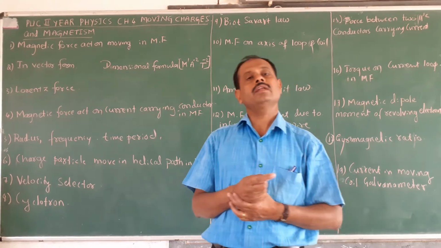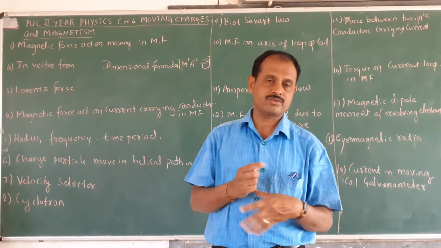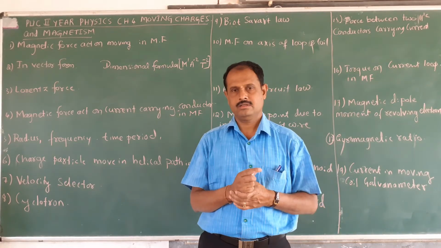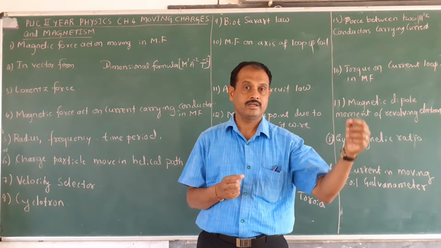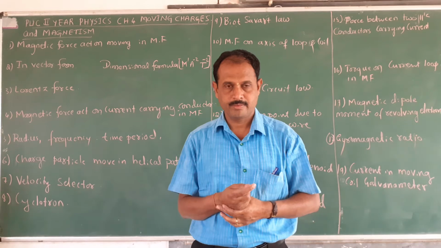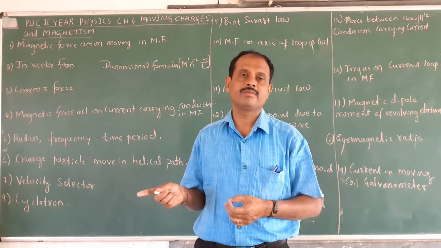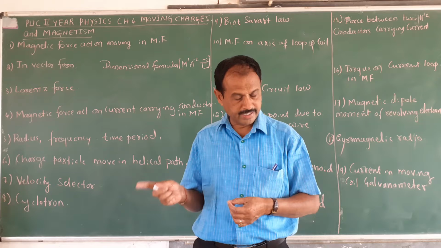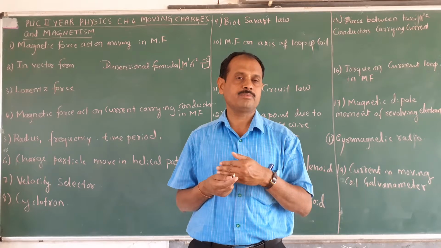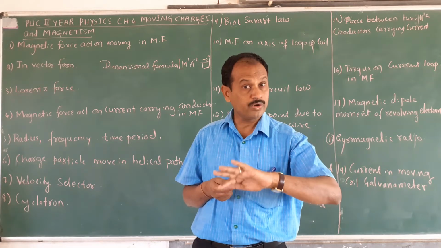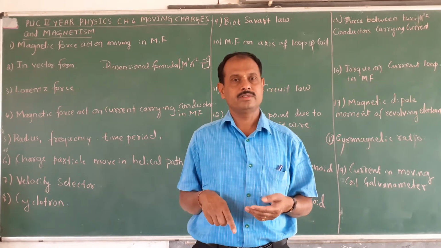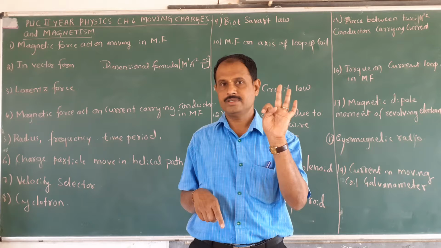Another difference is, in the case of electrostatics, electric field is represented by electric field lines. They start from the positive charge and end on the negative charge. They do not form closed loops. But in the case of magnetism, magnetic field is represented by magnetic field lines, going away from the north pole toward the south pole. There is no end point, there is no starting point. They form closed loops. This is the second difference.